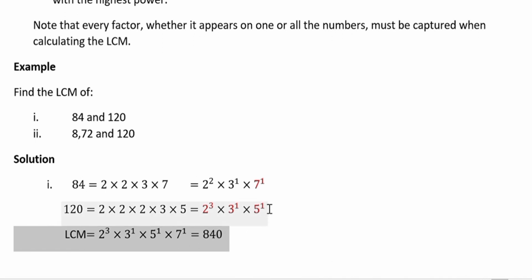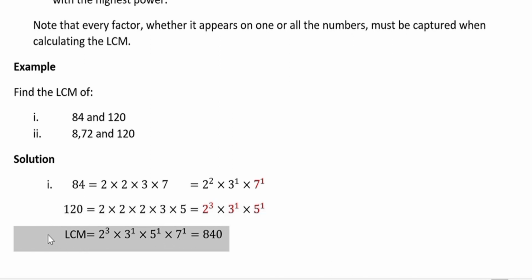Then, although a factor does not appear on both numbers, so long as it appears either in this first number or the second one, so long as a factor appears, it must be considered when finding the LCM. So you realize there is 5 here raised to power 1. We have to shortlist it, although it's not up here. Then 7 is also here, although it's not down here, we also have to include it.